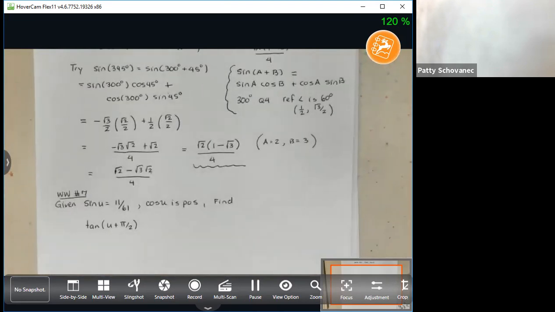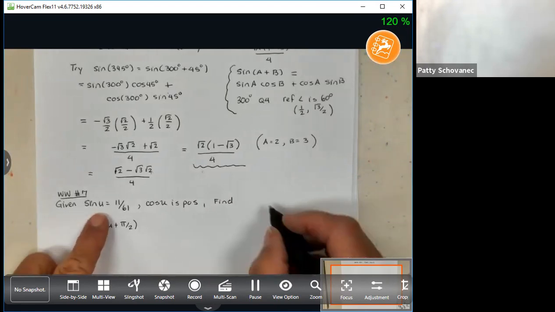Okay, so sine is given as a positive number. You're told cosine is positive. That's enough to decide what quadrant angle U is in. Can you tell me a quadrant in which both sine and cosine are positive simultaneously? That says angle U is in quadrant 1.